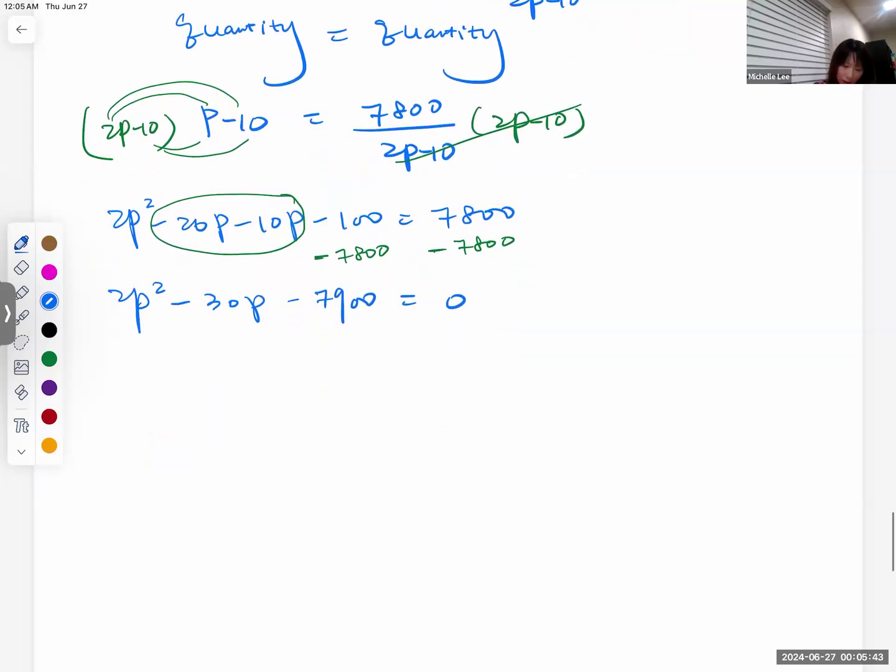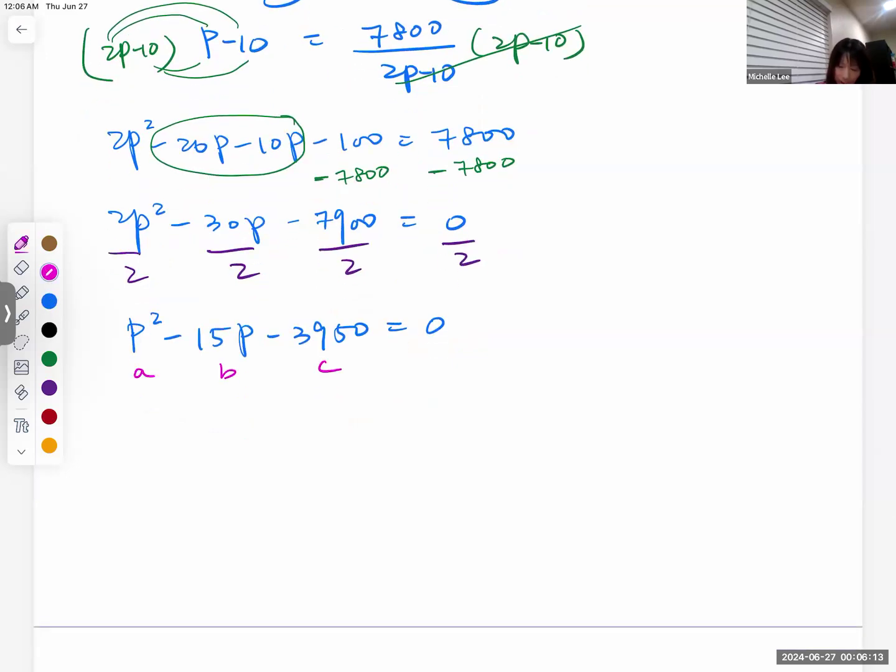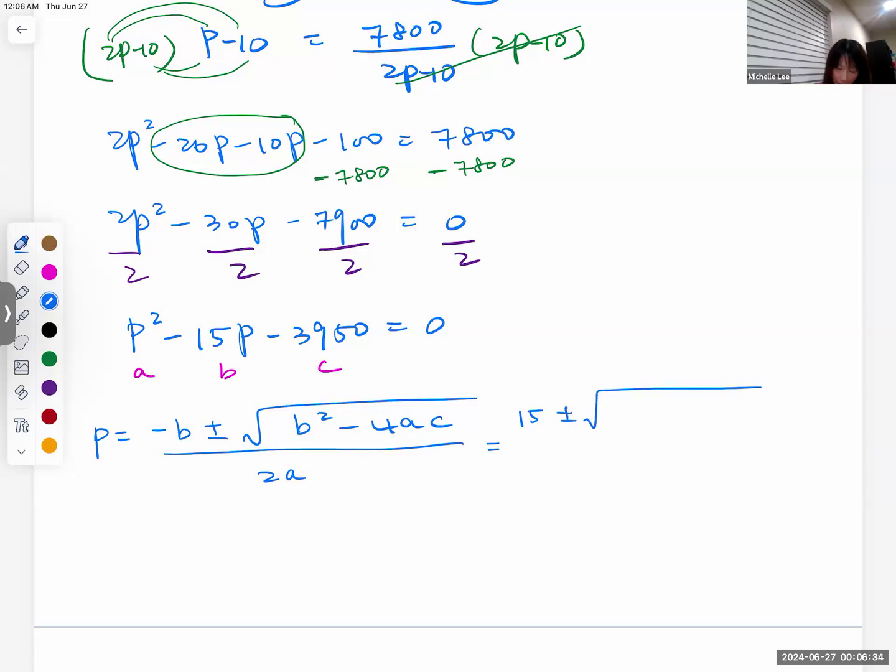Okay, quadratic again. Can we divide by 2? Make the number reduce? So let's do it. Divide by 2 every term. We don't have to do the other side because 0. So we have P squared minus 15P minus 3950 equal to 0. So here we go, a, b, c. So we have P equal to, instead of x, minus b plus minus square root of b squared minus 4ac all over 2a. Okay, negative b, which is 15 plus minus b squared, which is negative 15 squared, minus 4 times a times c, all over 2a.